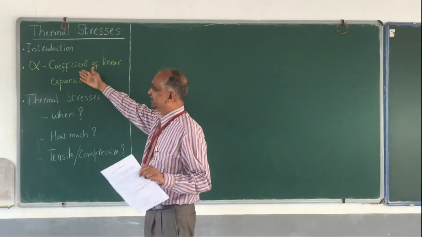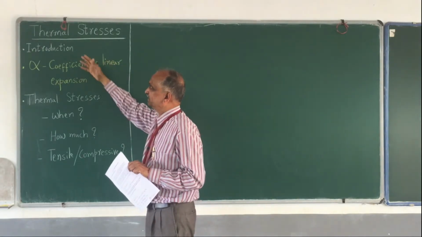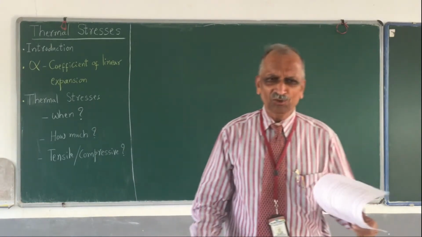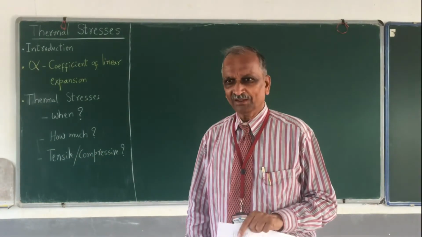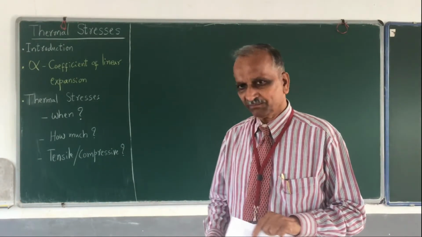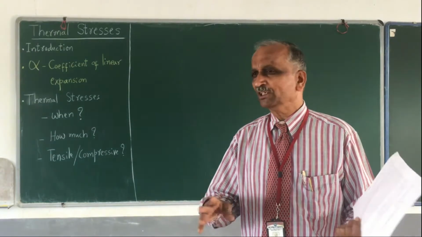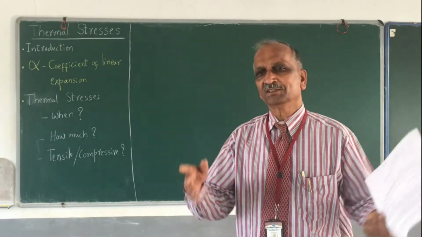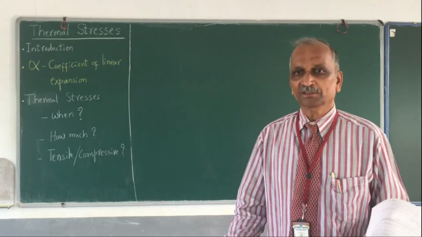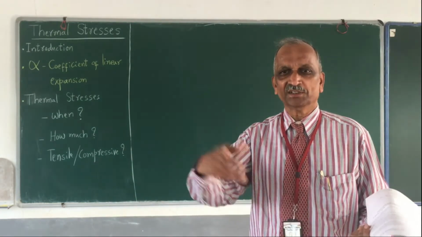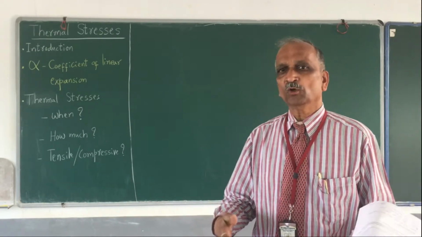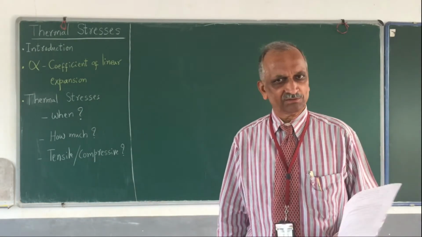Before I go to the alpha, the coefficient of linear expansion, I have an introduction on thermal stresses. So I have a bar at some temperature, room temperature, say 25 degrees centigrade. For some reason it has been heated and its temperature has risen to 40 degrees centigrade. So some heat has been added. What is the effect of this heat?